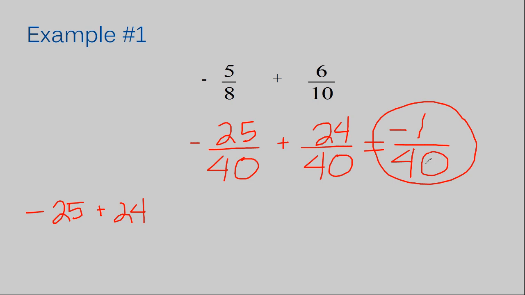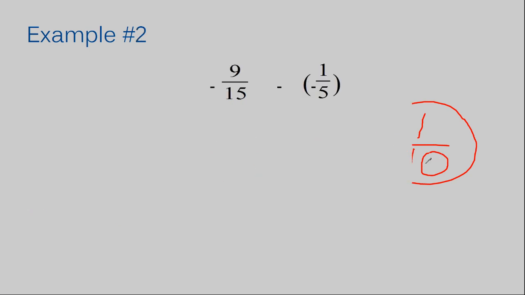Let's move on to example number 2. Example number 2, I have -9 over 15 minus negative 1 over 5.